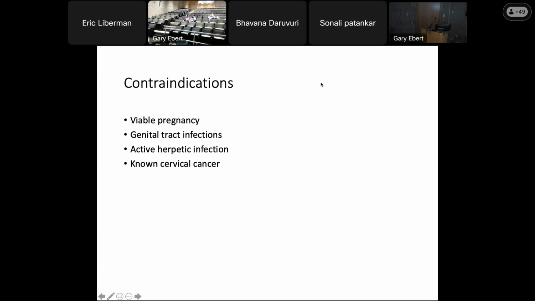Contraindications to hysteroscopy. Obviously, if there's a viable pregnancy, if they have any genital tract infections, you do not want to do a hysteroscopy. That includes herpetic lesions. You don't want to spread the infection. If they have known cervical cancer, you do not want to do a hysteroscopy either.